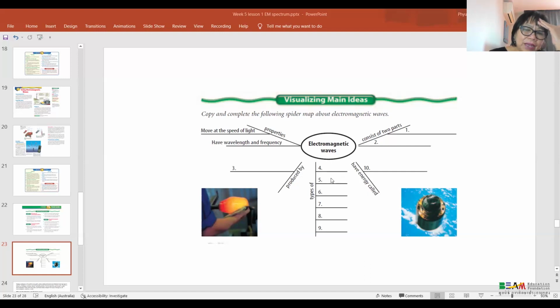Okay, so radio, microwave, and then what? Visible light, infrared, UV, X-ray, and gamma ray. X-ray and gamma ray. Got it?